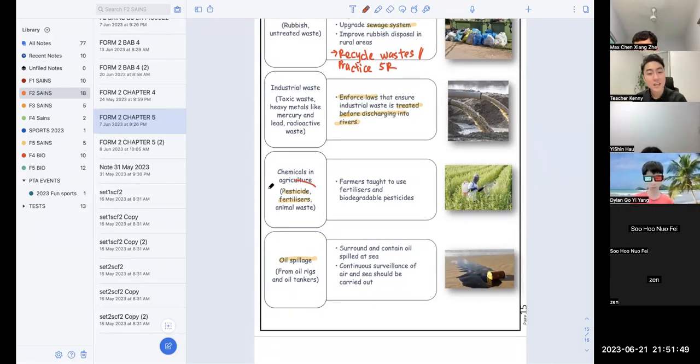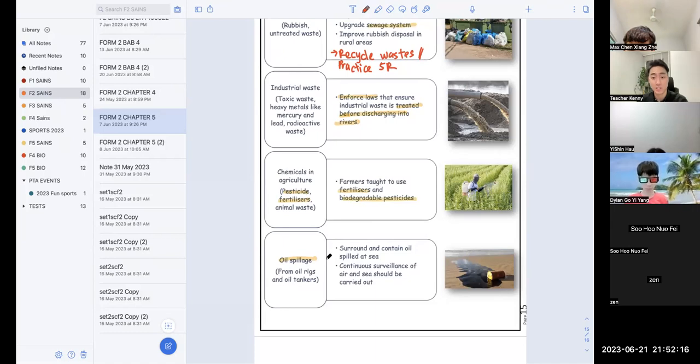Next, agriculture, pesticides, and fertilizers. What steps can we take? We say, please use your fertilizer properly. Use biodegradable pesticides. Pesticides are poison that can kill insects. Imagine that entering your body. Right, students? And lastly, we go to oil spillage.